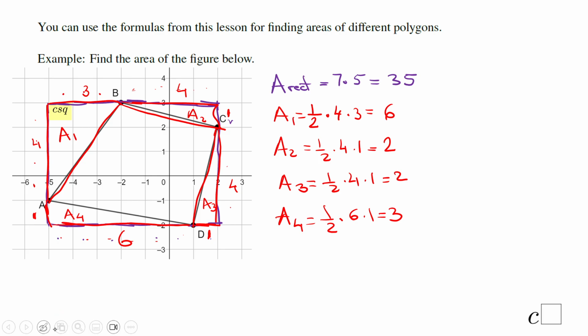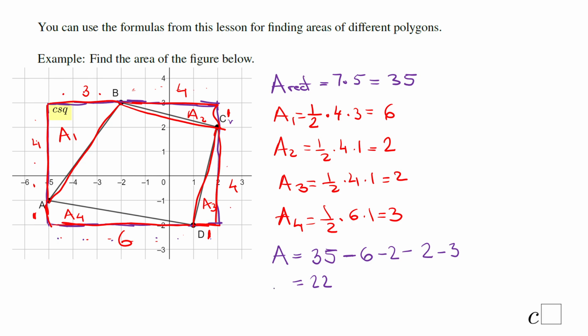So now the last thing you want to do here for finding the area of the shape we're looking for is what? From the area of the rectangle, which is 35, you want to subtract all these numbers. The area of the first triangle, 6, second triangle, 2, third triangle, 2, fourth triangle, 3. So that will be 35 minus 6, 29 minus 2, 27, 25 minus 4, minus 3, 25 minus 3 is 22.